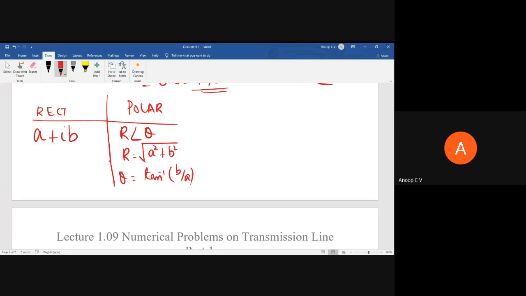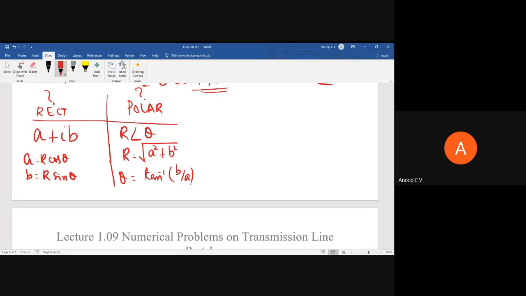You all know this, right? Similarly, a is r cos theta, and b is r sine theta. So this is how you can interconvert between Cartesian and polar, and polar to Cartesian. But my question is, when should I use the rectangular form and when should I use the polar form?